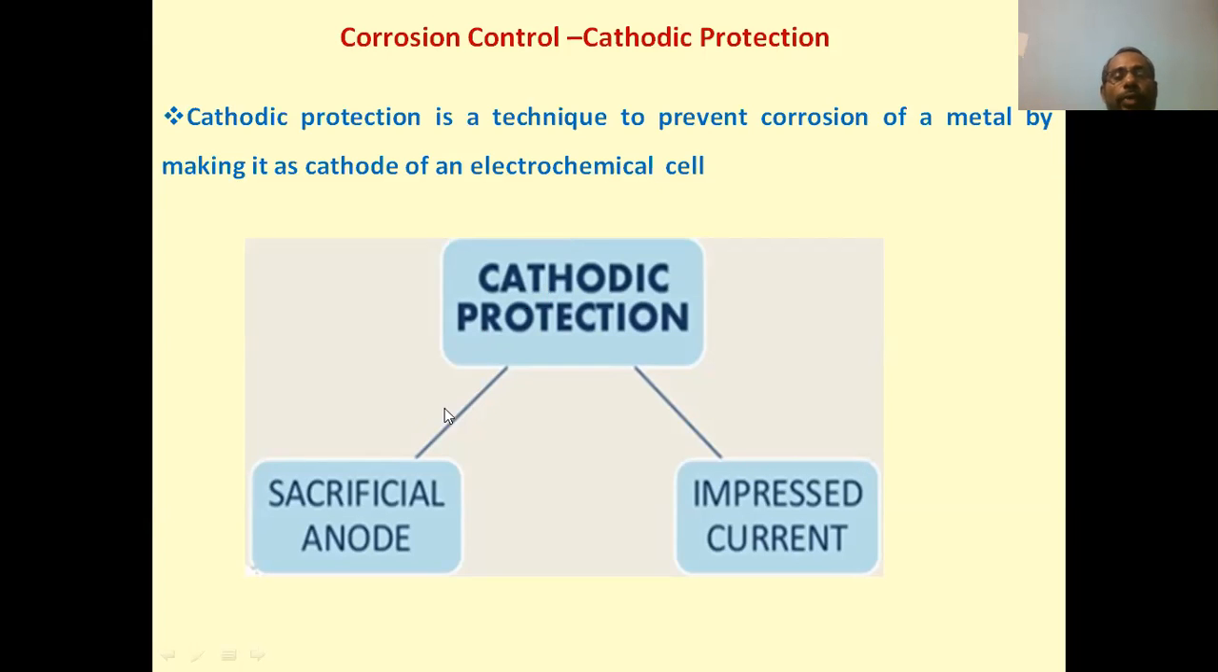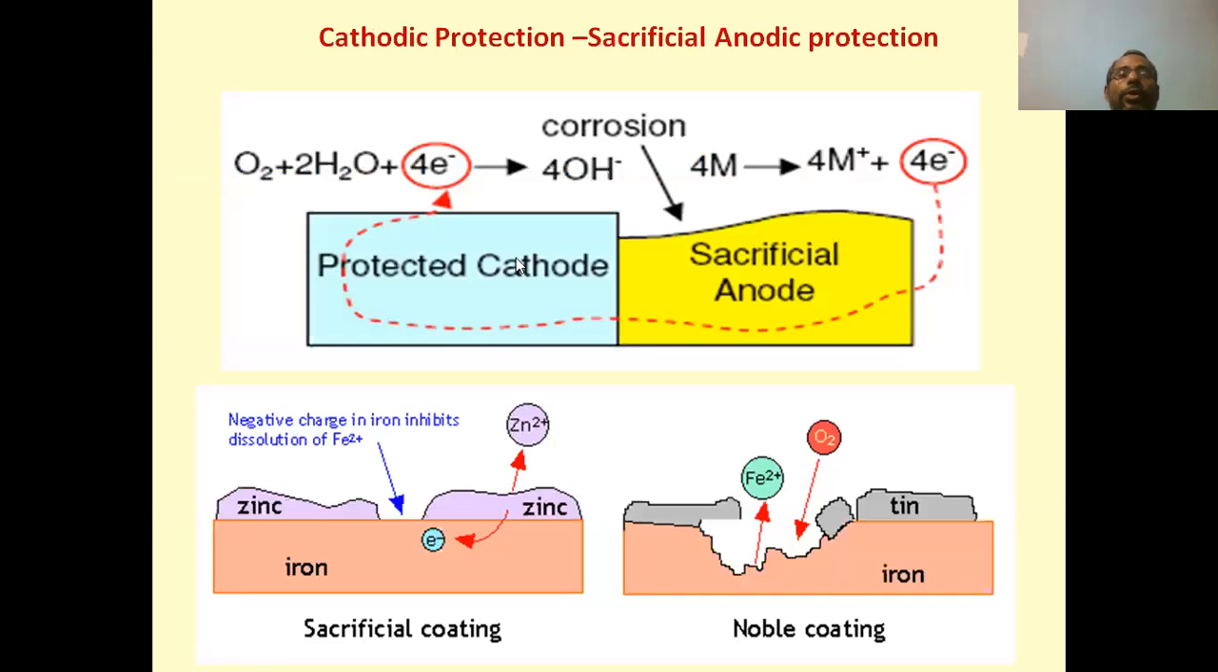Now it is of two types. One is sacrificial anodic protection, another is impressed current cathodic protection. What are these two? Let us have a look. What is sacrificial anodic protection? As the name suggests, the anode sacrifices itself to protect the cathode. That's why it is called sacrificial anodic protection.